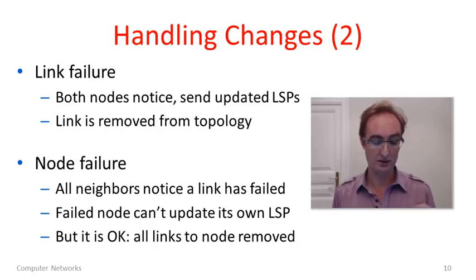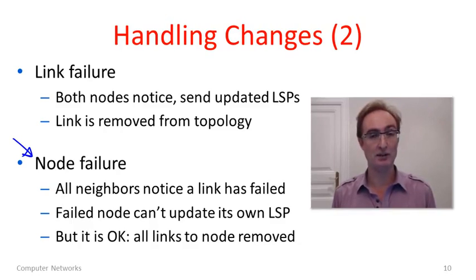Now imagine though that there's a node failure. This is kind of interesting. All of the neighbors of that node will notice that they can no longer talk to it over the link, so there's something wrong with the link to the node. Actually, these neighbors don't know whether it's their link to the node that's failed or the node that's failed. Both of these cases look the same. In any case, all of the neighbors of the failed node will notice that something's gone wrong, and they'll be able to issue updated link state packets that say they can't reach that node anymore.